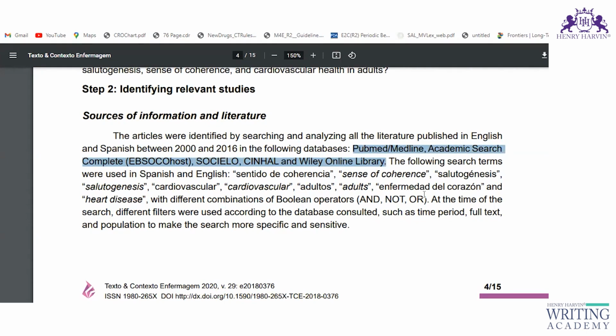for searching the literature. Like here it is mentioned: PubMed or Medline, Academic Search Complete, SciELO, CINAHL, and Wiley Online Library. Generally, these are the databases most frequently used by authors and medical writers. You can also use these databases, or whichever databases you have considered for searching your literature, you can write the name of that database.